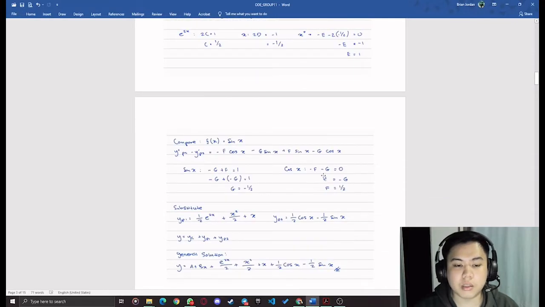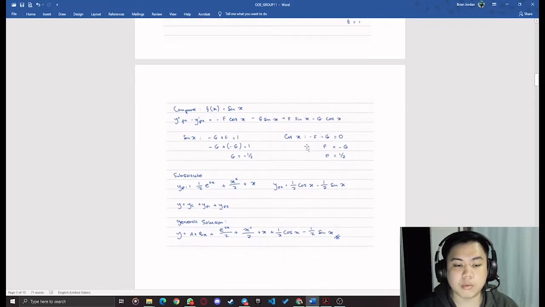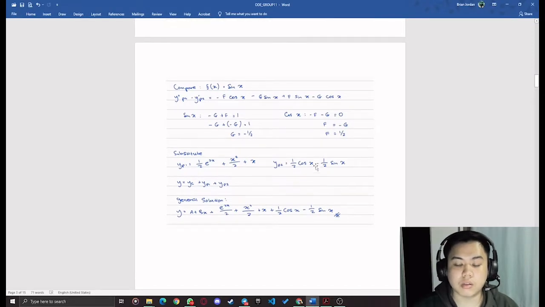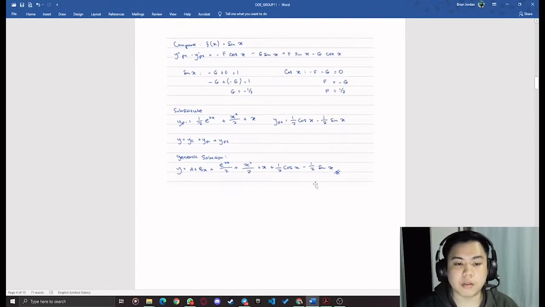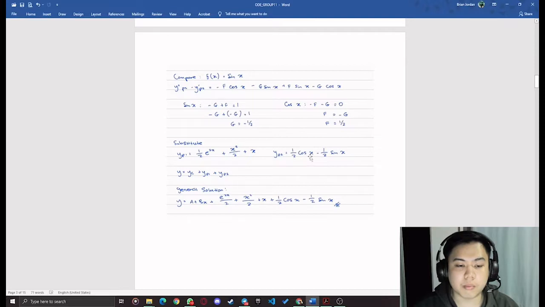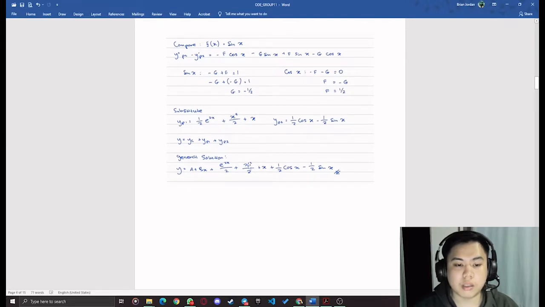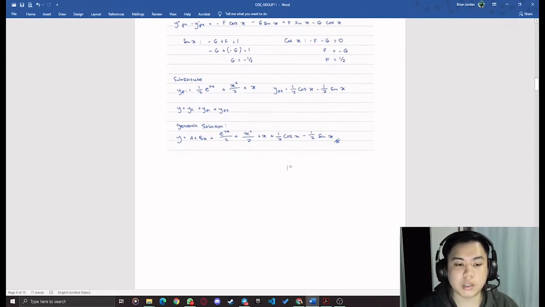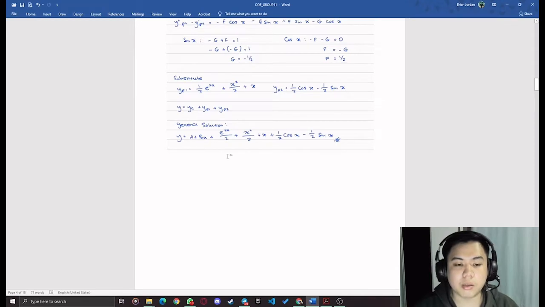Then we compare for the trigonometry f(x), which is sin x. We take out the sin x, and we get g equal to minus 1 over 2 and f equal to 1 over 2. With all the values we get, we plug into the formula, and the general solution is y equal to a plus bx plus e to the x over 2 plus x squared over 2 plus x plus 1 over 2 cos x minus 1 over 2 sin x.